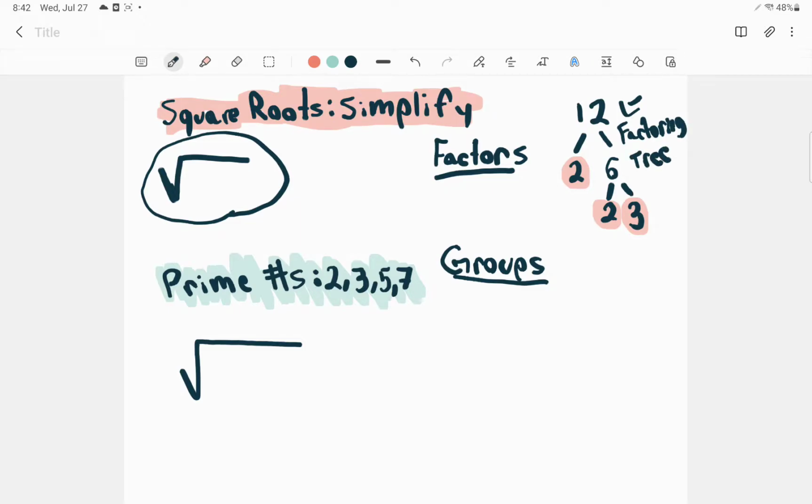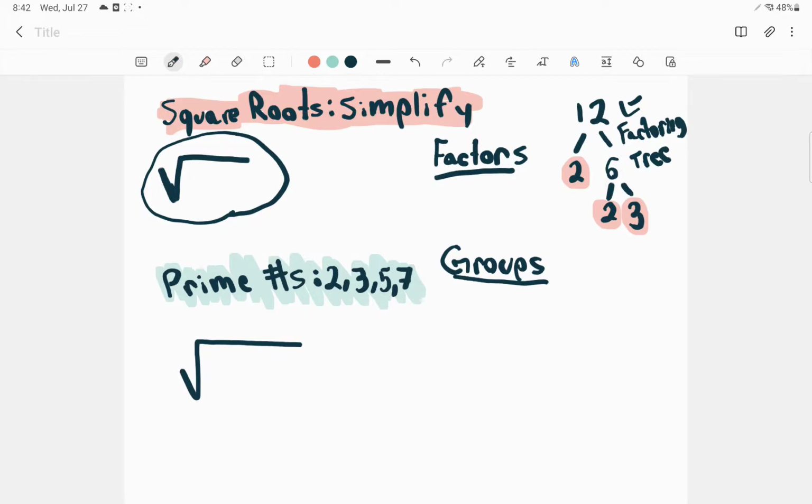Factoring tree. You're going to continue the factoring tree until you find a prime number. Okay? That's when you know you need to stop. As you can see, I only have prime numbers right now, so I'm going to stop there. That's the first thing you need to understand.